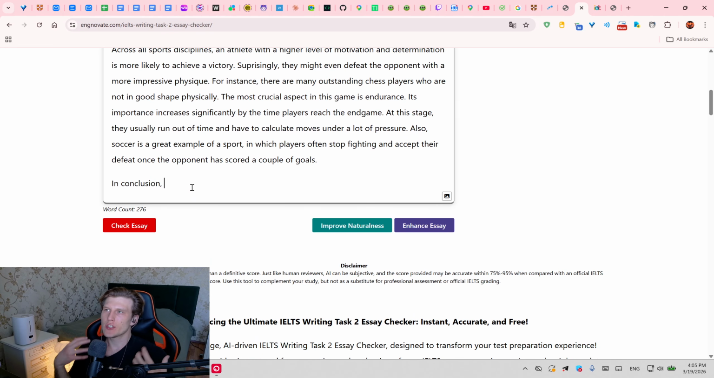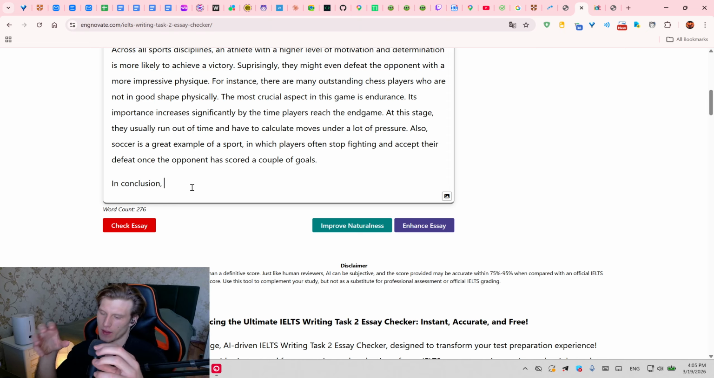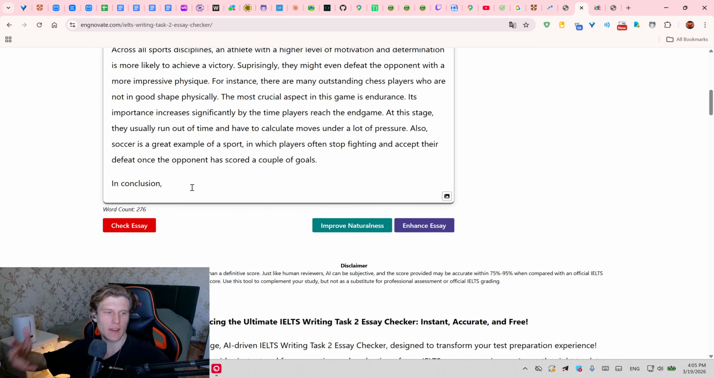Conclusions are usually for, well, there are many styles of writing essays. Some people prefer essays where in their introduction they don't give their opinion. They say, okay, we'll think about that, we'll develop the ideas, and after we've developed both ideas, I will come up with my opinion. And that is what a conclusion is for.